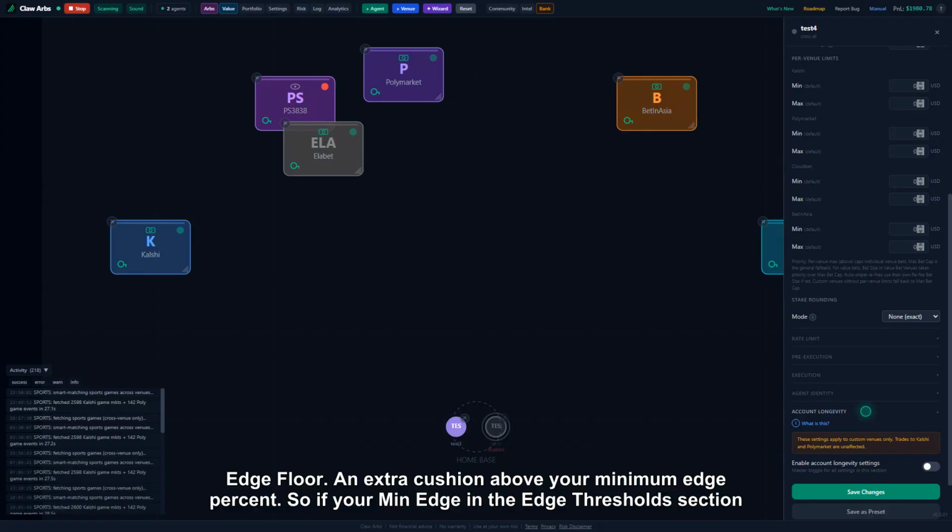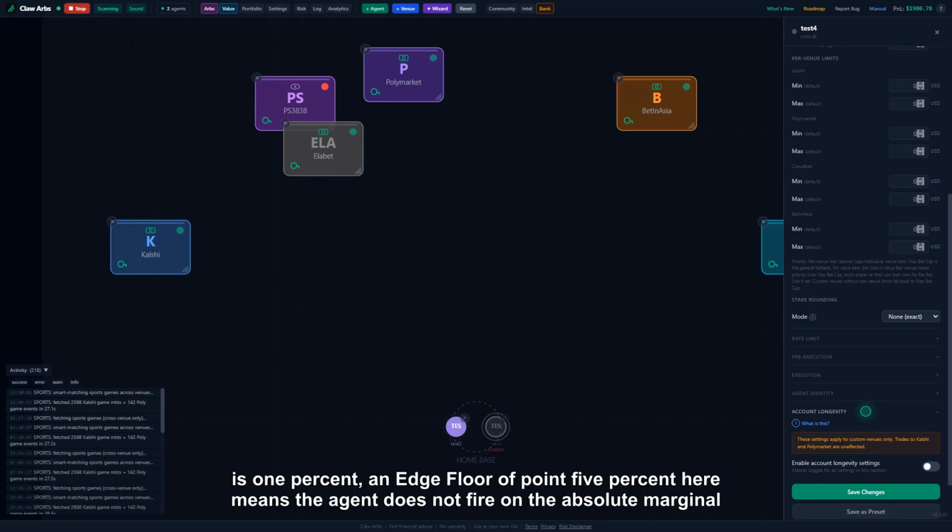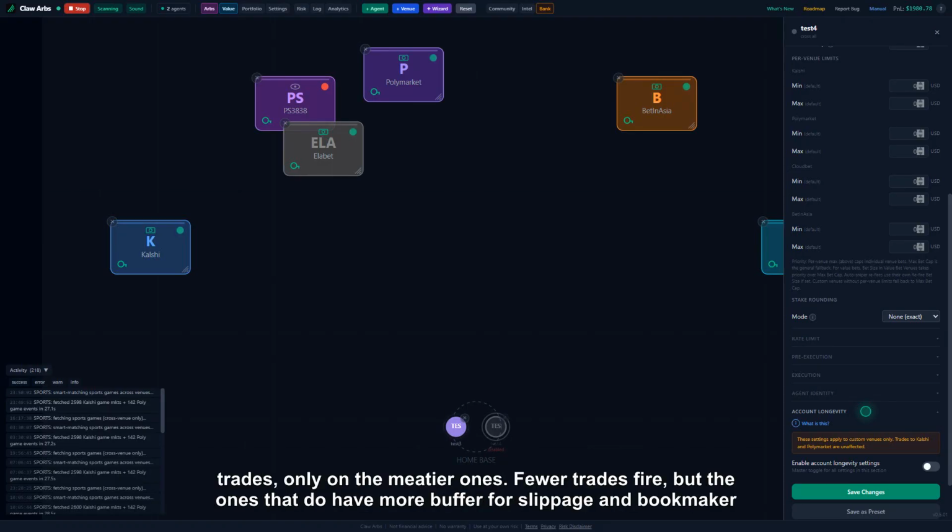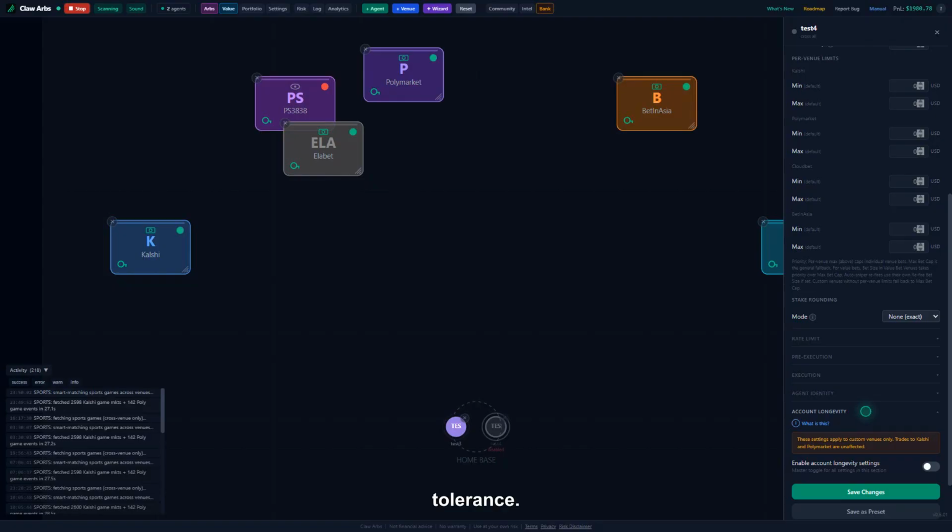Edge floor, an extra cushion above your minimum edge percent. So if your min edge in the edge threshold section is 1%, an edge floor of 0.5% here means the agent does not fire on the absolute marginal trades, only on the meteor ones. Fewer trades fire, but the ones that do have more buffer for slippage and bookmaker tolerance.